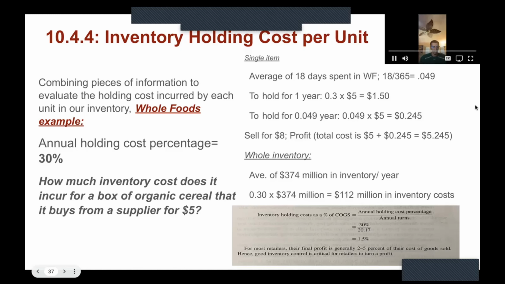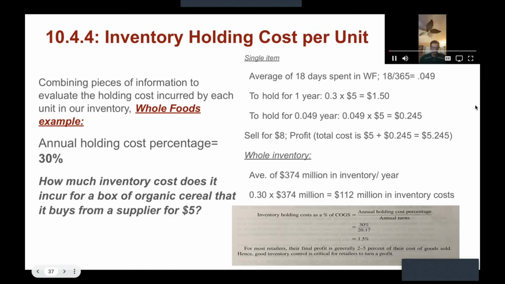And for the last section in Chapter 10, we have 4.4, which is inventory holding cost per unit. The annual holding cost percentage tells us how much it costs to hold an item in inventory for 1 year, but most items aren't held for exactly 1 year in inventory. The actual amount of time is given to us by turns or days of supply. Hence, we can combine these pieces of information to evaluate the holding costs incurred by each unit in our inventory.